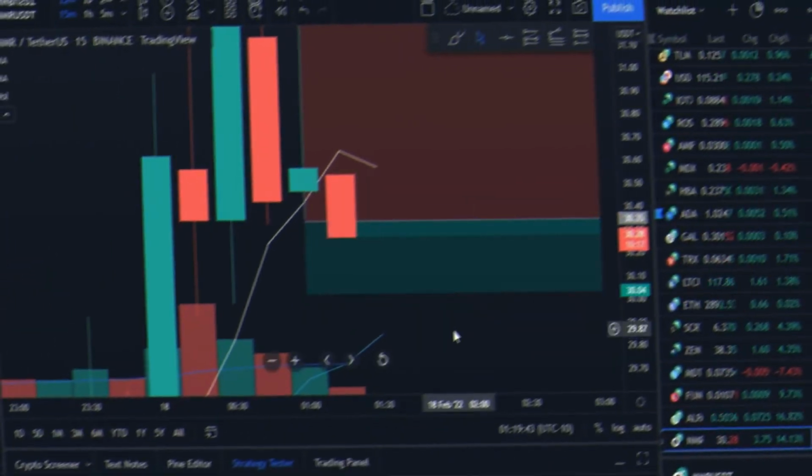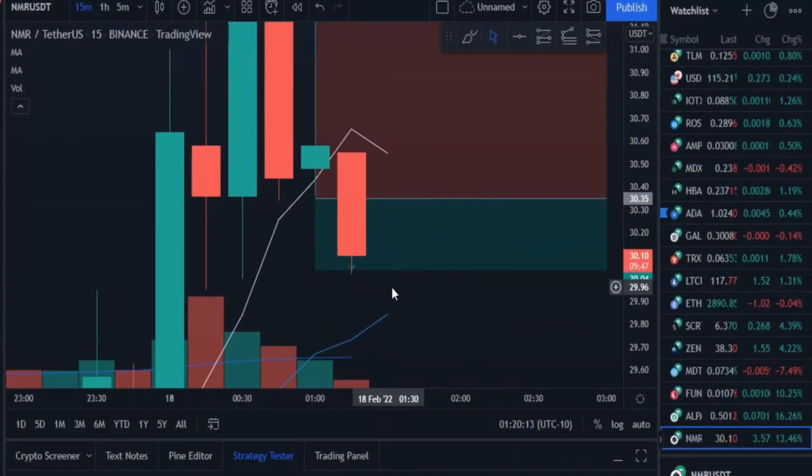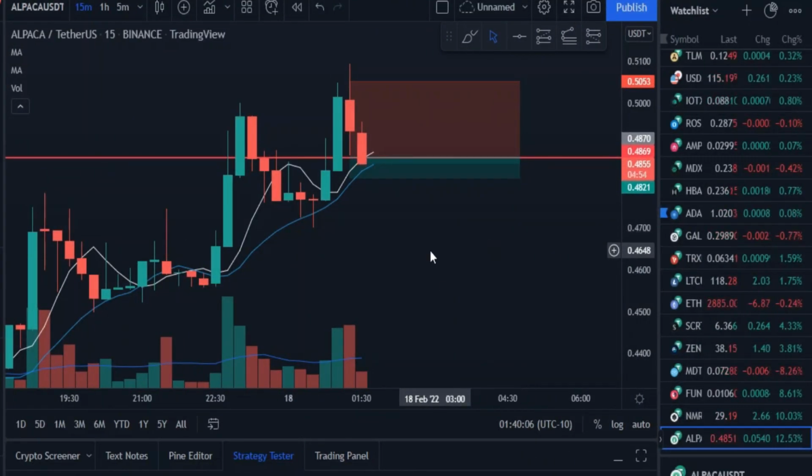This is also another scalping strategy on a 15-minute frame with the use of other indicators. If you like the video and want to watch it, just tell me in the comments.